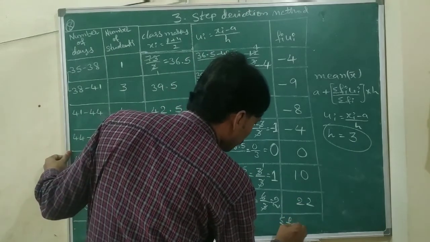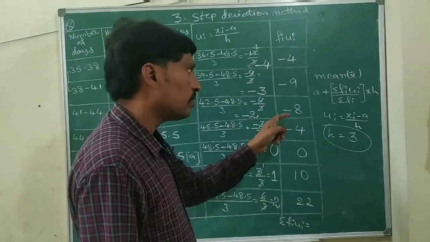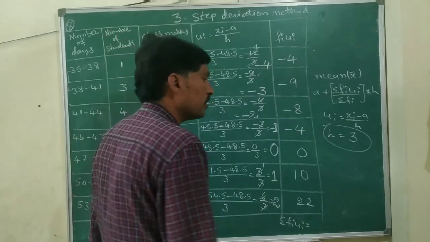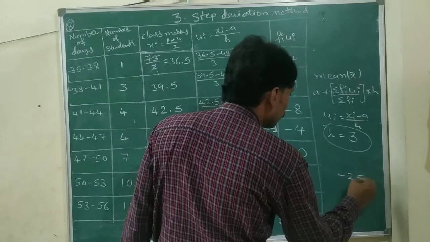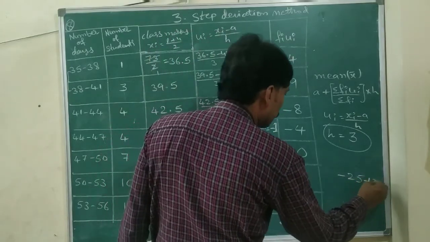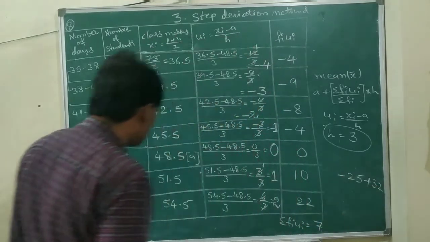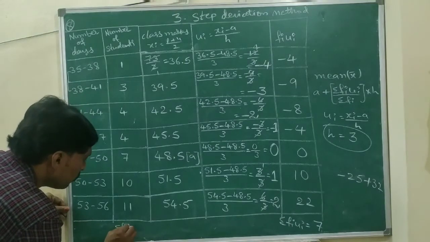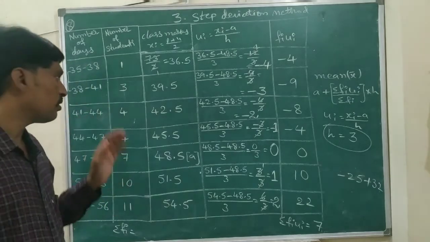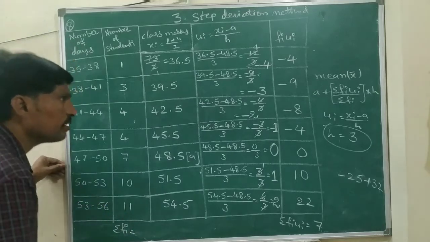We need to find sigma Fi Ui also. Adding the negative values, minus 4, minus 9, minus 8, minus 4, we get minus 25. Plus 10 plus 22, that is 32. So minus 25 plus 32 is 7. Now sigma Fi means we need to add all the frequencies: 1 plus 3 plus 4 plus 4 plus 7 plus 10 plus 11, which gives 40.